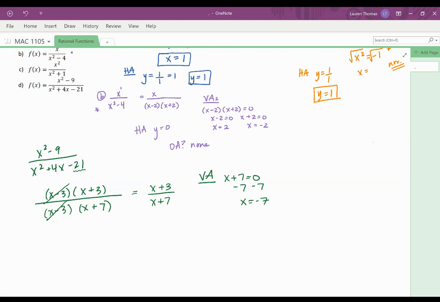In this particular problem, we're going to have a horizontal. Do you know why? Yep, because the degree in the numerator and the denominator are the same. The degrees are both 1. So I have a horizontal asymptote.